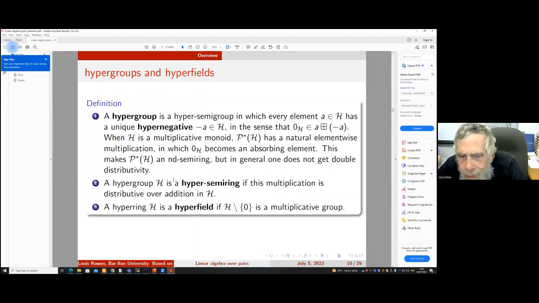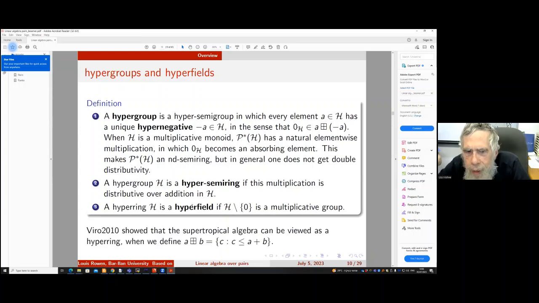Now, a hypergroup H will be called a hypersemi-ring if this multiplication is distributive. And a hyperring is a hyperfield if this is a multiplicative group.